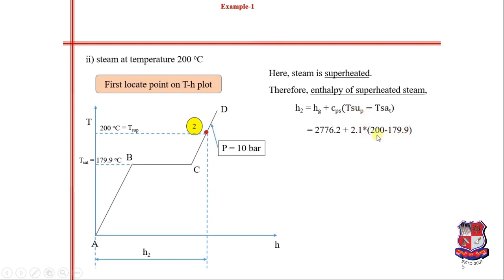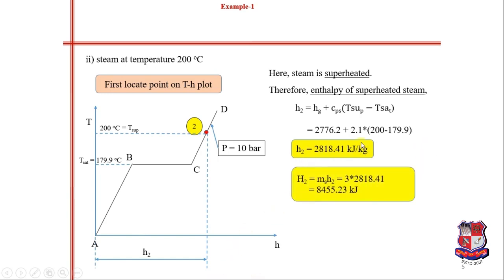Here I have not converted the temperature into Kelvin because it doesn't matter while we take the subtraction. While we subtract the temperature, it doesn't matter whether we convert it into Celsius or Kelvin. The difference will be the same. So H2 comes to 2818.41 kilojoule per kg. This is specific enthalpy again, so we need to multiply it with mass to get enthalpy in kilojoule.